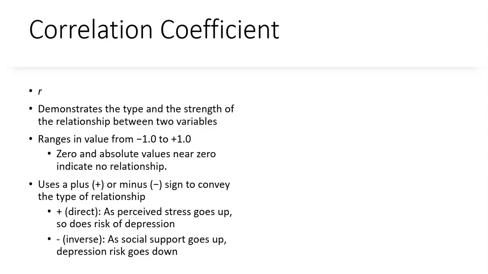So in my examples here, a positive correlation in the research literature, it's been shown that as perceived stress increases, so does the risk of depression. So depression scores tend to go up. An example of an inverse relationship, when people have more social support, so if you give them a scale where they report how much social support they perceive in their lives, as that goes up, depression risk tends to go down.